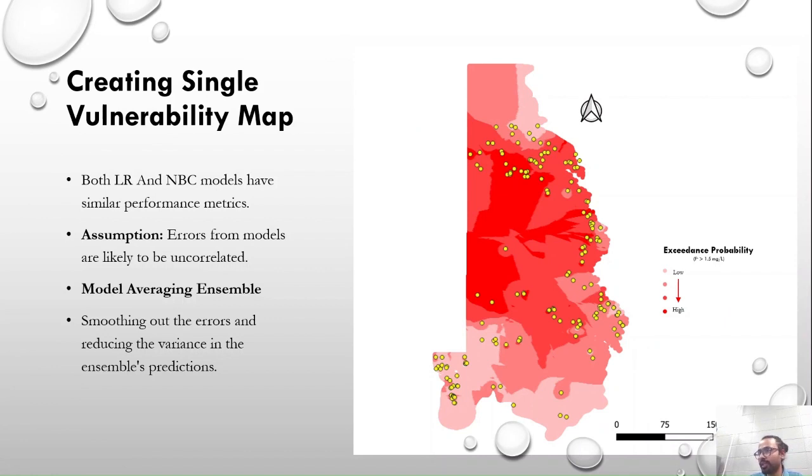Since both logistic regression and naive Bayes models were performing with similar performance metrics, we created a model averaging ensemble. The intuition behind this approach is that both models are likely making some correct predictions and some incorrect predictions, but their errors are likely to be uncorrelated. So by taking the average of both of them, we are effectively trying to smoothen out the errors and reduce the variance in the ensemble's prediction.